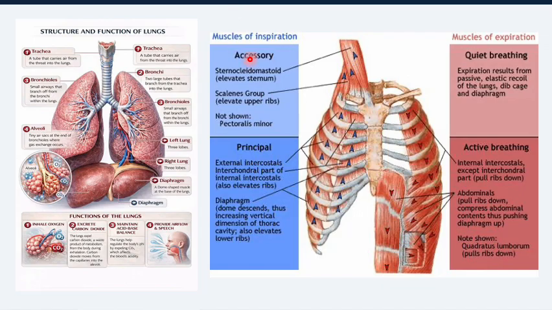In inspiration, you have some principal muscles like the external intercostals, as well as your diaphragm that help with the breathing in order to create that negative intrathoracic pressure. And then the accessory muscles help. And then with your muscles of expiration, you can use some of that internal intercostals. They can also help.